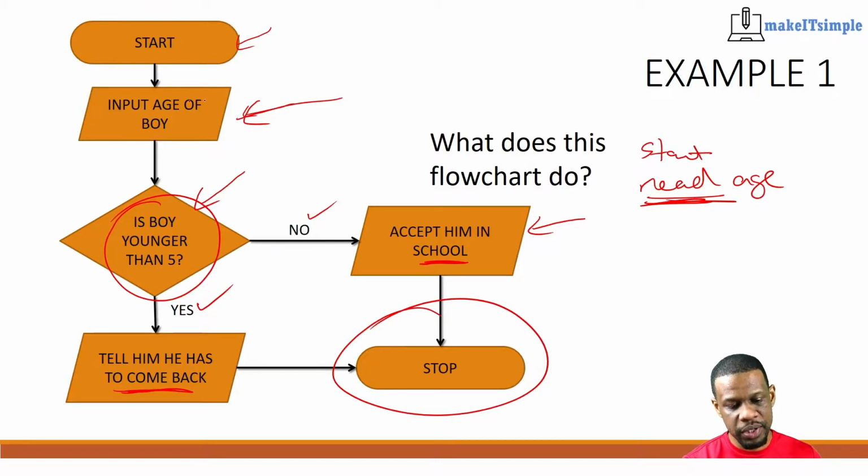Notice all of the shapes match their corresponding words. So you see input age, or input command, definitely that. Accept them in school is an output, that is an output. This is a decision. Anytime you have a question, tell yourself you have to put it in a diamond. Anytime you have an input or output, it's a parallelogram. I haven't shown any processes as yet, but we'll get to that just now.